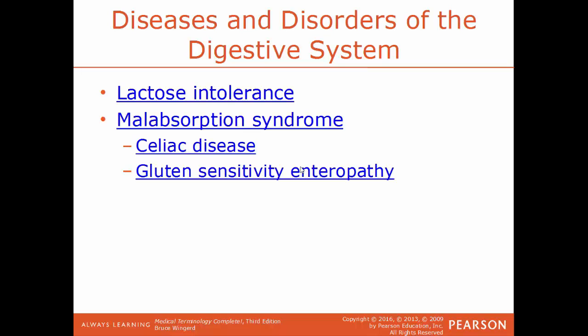Our next term, malabsorption syndrome. This is a very general term that applies to any number of disorders where the intestines can't absorb a particular nutrient. It may be because they can't absorb proteins, or can't absorb carbohydrates, or can't absorb fats. An example of that would be our next term, celiac disease, also known as gluten sensitivity enteropathy. This is a condition that is an immune response where your body is hypersensitive to the presence of gluten in the foods that you eat. So this is an autoimmune condition.